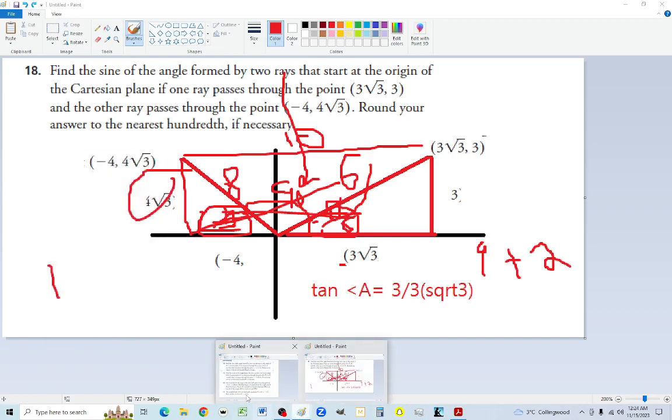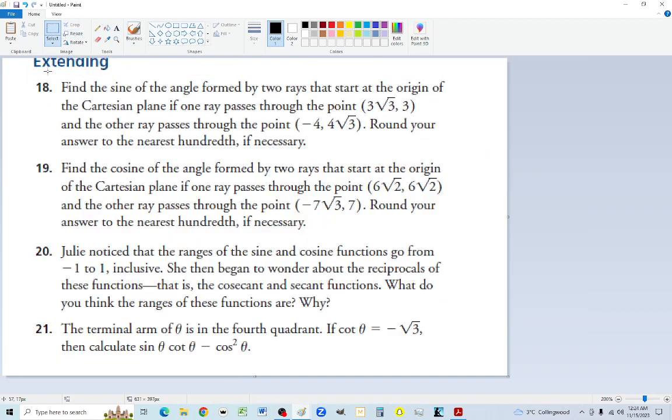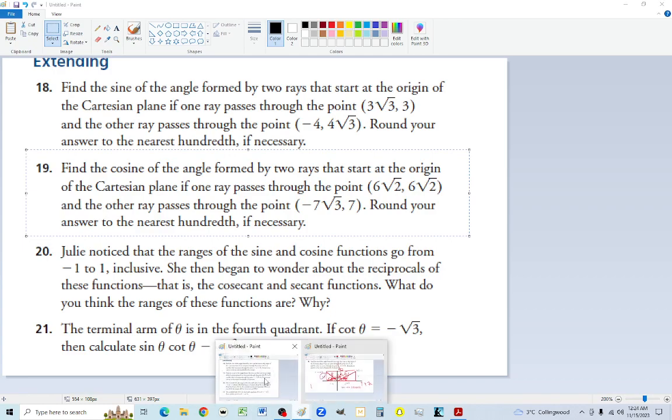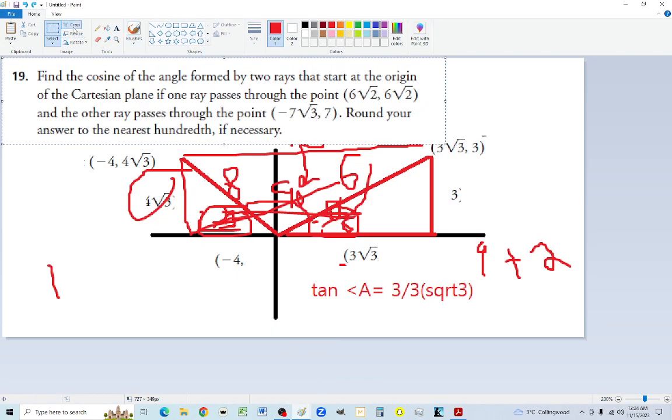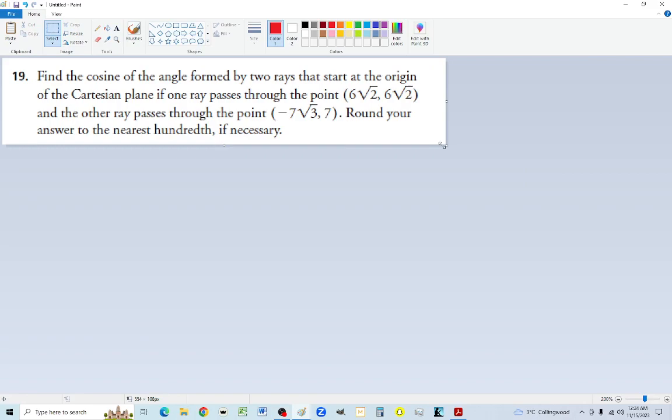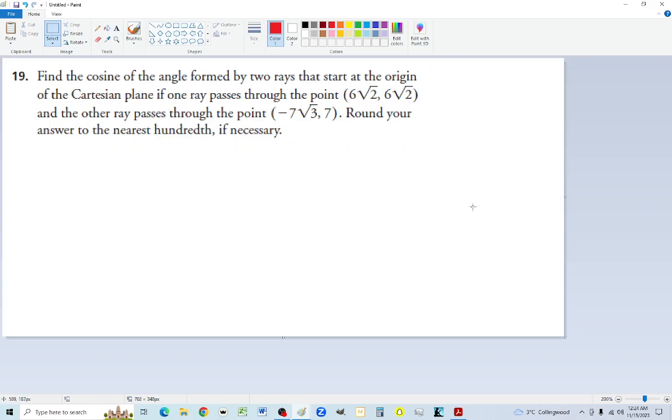Next one. Same kind of question, ray that starts at origin, passes through one point, passes through the other point. They want to know the cosine of the angle formed by the two rays.